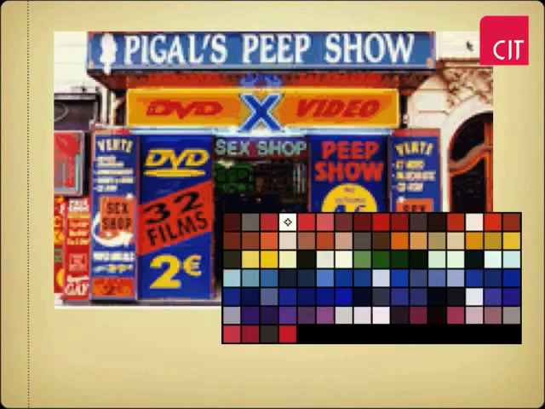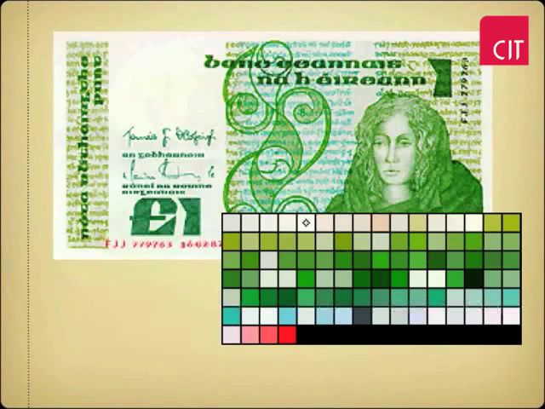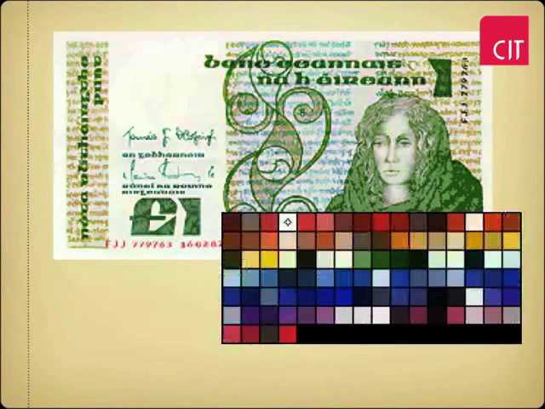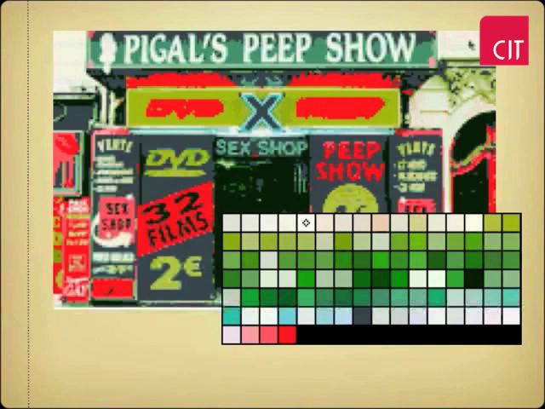When circumstances force one image to use another image's palette, we have what's known as a palette clash. This is what an attempt to display the pound note using the shop palette would look like. And here is the shop with the pound note palette.